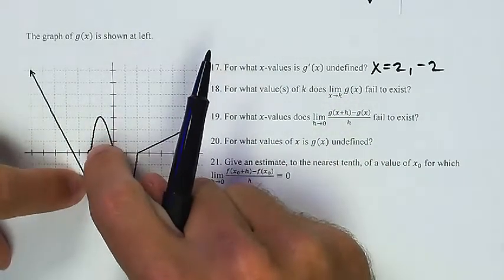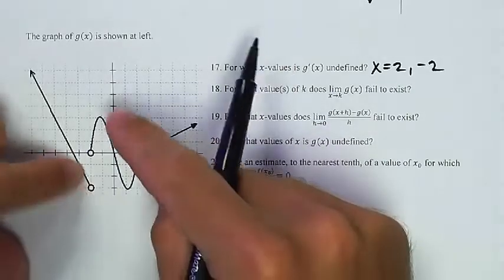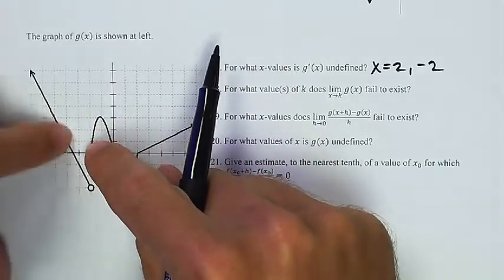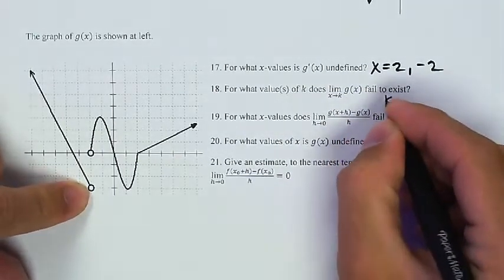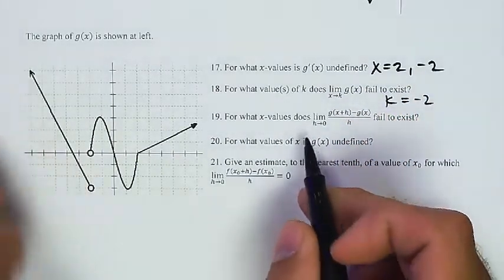For what values of k does the limit of g of x fail to exist? That would be right here. We've got a jump discontinuity right here. We've got differing behavior as we approach from the right and as we approach from the left. So that's going to be k equals negative 2.